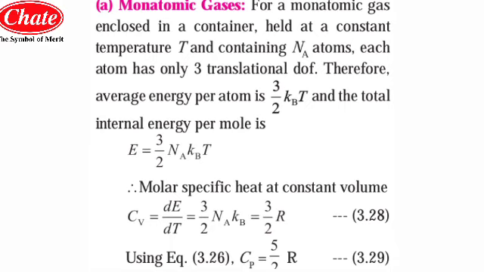Now students, we will think of the same thing for monoatomic gases. For a monoatomic gas enclosed in a container held at a constant temperature T and containing Na atoms, each atom has 3 translational degrees of freedom. Therefore, the average energy per atom is 3 by 2 kB into T, and the total internal energy per mole is given as E is equal to 3 by 2 Na into kB into T. Now the molar specific heat at constant volume is given as Cv is equal to dE upon dT, which is equal to 3 by 2 Na into kB, which may be given as 3 by 2 into R.